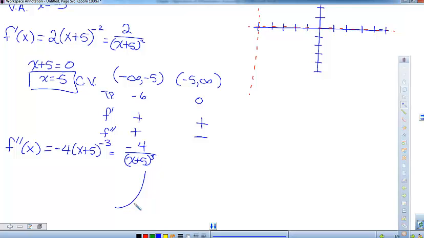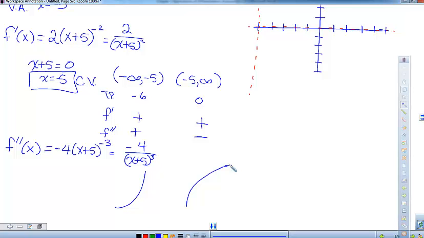Then on the other interval, minus 5 to infinity, it's positive slope, but the function is concave down. So what does that look like? Maybe something like that. Slope is positive here, but the function's concave down. So the only thing we need to complete this graph is a couple of actual points, and then we'll add these shapes to it, and then we'll be done.